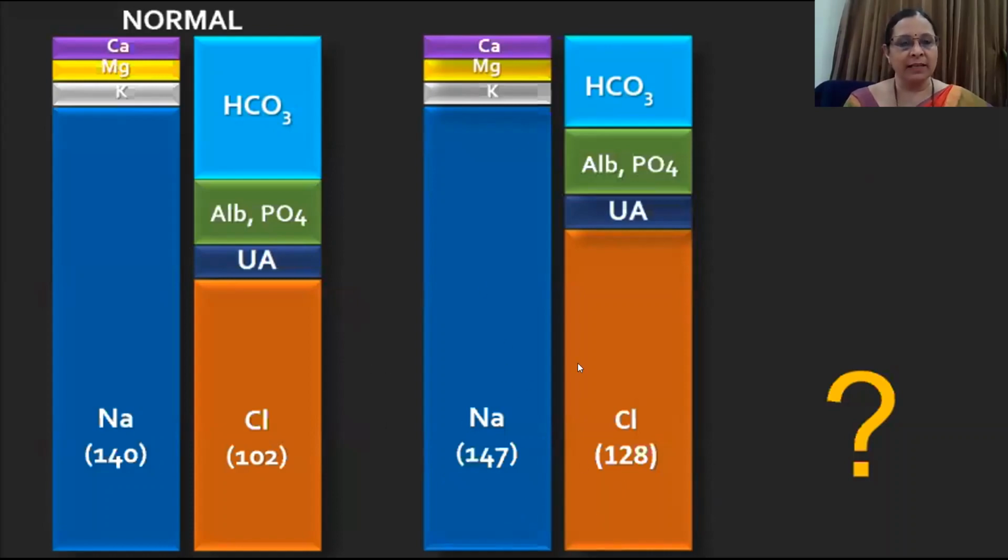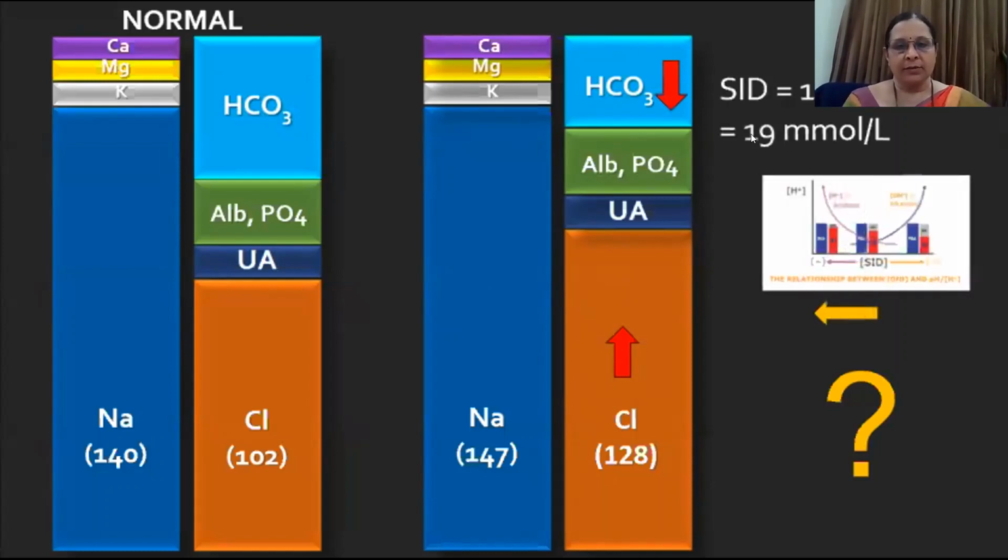What happens when you infuse a large amount of saline? Sodium goes up to 147, chloride to 128. Chloride is increased so much more, and because of that the column is going to change and bicarb is going to be thrown out. When chloride increases, it will throw out the bicarbonate, and so there will be what is called hyperchloremic acidosis. I'll illustrate that in a minute.